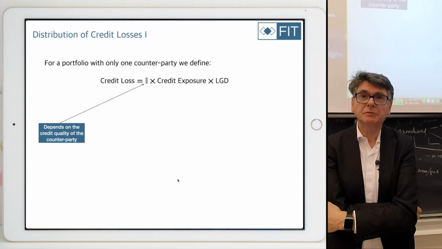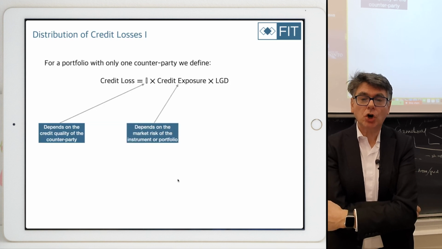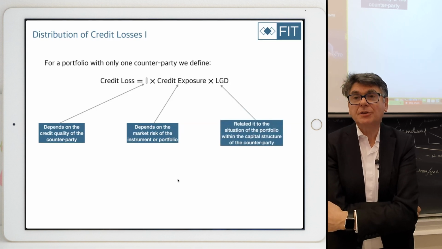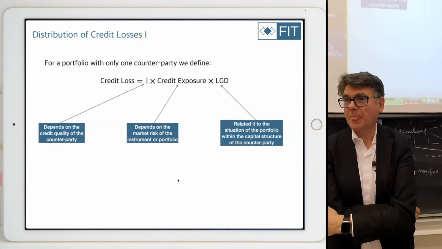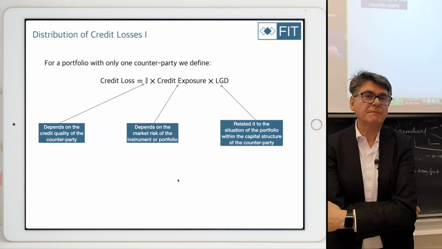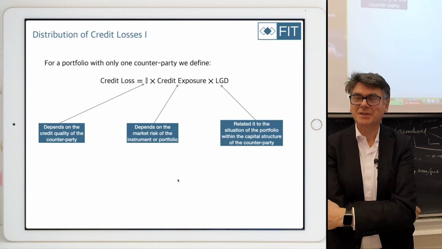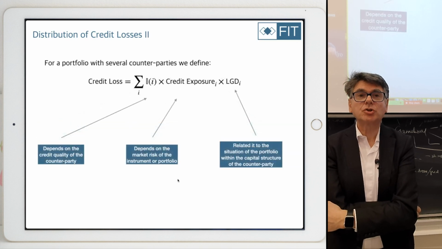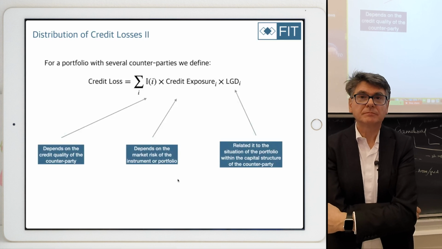The first one depends on the counterparty only. The second depends on the market risk and the actual portfolio that we're looking at. And the third is a situational random variable, hard to model. Understand? This is what credit risk is made of, three very distinct elements. And we're going to define the credit loss variable like this, knowing that it's an overestimation because the credit exposure is an overestimation. All clear? If I have several counterparties, I just add them up.